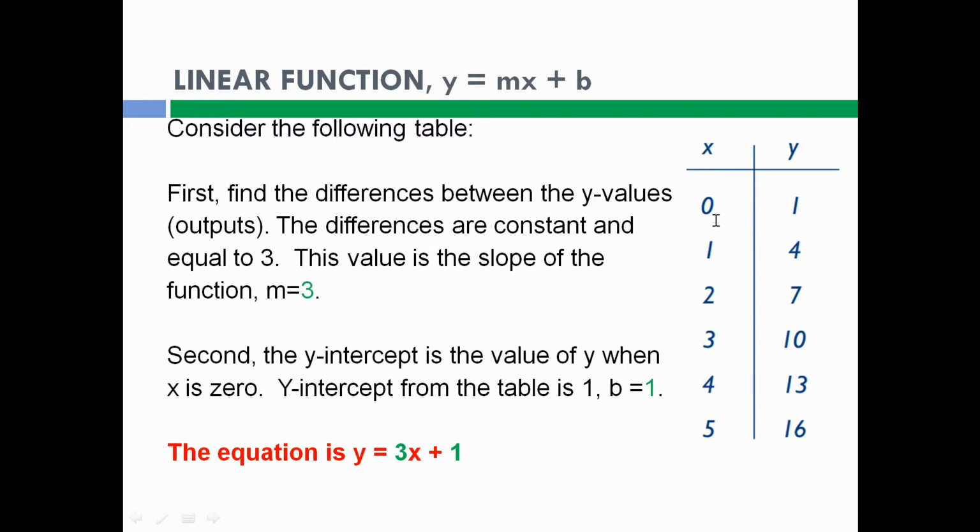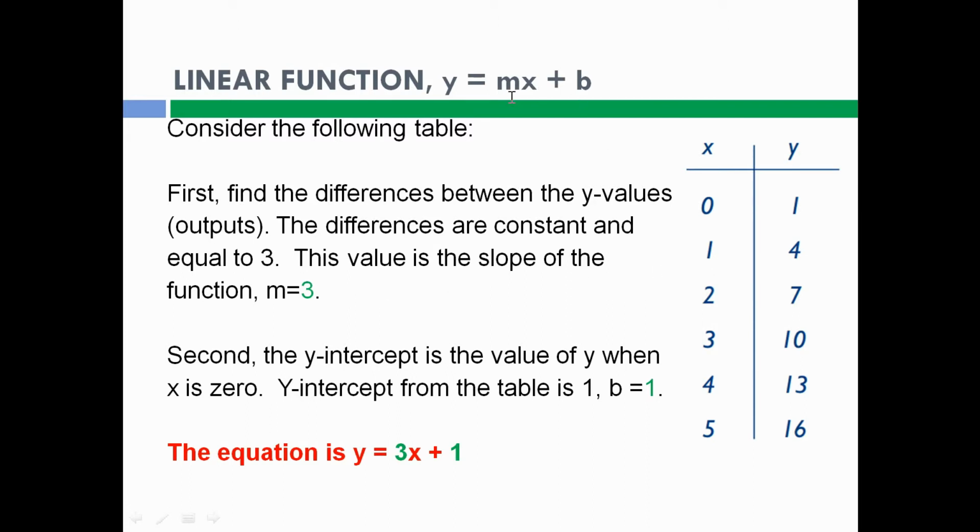So since my first input is 0, I'll go ahead and start subtracting. So 4 minus 1 is 3, 7 minus 4 is 3, 10 minus 7 is 3. So I start to see a pattern of a constant number. And this happened after I took the first differences. So this constant number, which is 3, is the slope of the line.